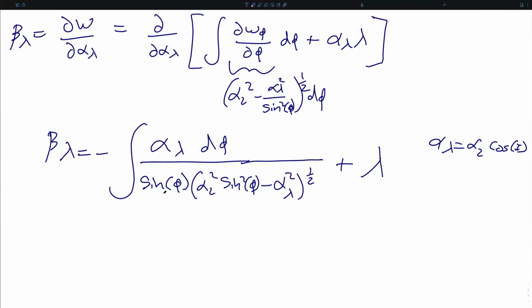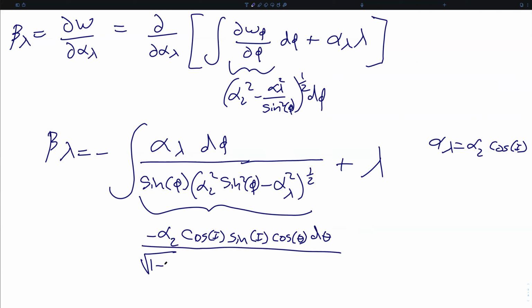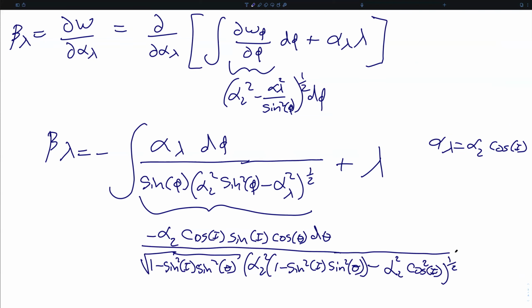And so we find that this integrand is exactly equivalent to negative alpha 2 times cosine I, sine I, cosine theta, d theta, over the square root of 1 minus sine squared I, sine squared theta, times the square root of alpha 2 squared times 1 minus sine squared I, sine squared theta, minus alpha 2 squared cosine squared I. And this is all rather eye-watering, but it clears up very fast, and all that's left is cosine of I over 1 minus sine squared I, sine squared theta, d theta.